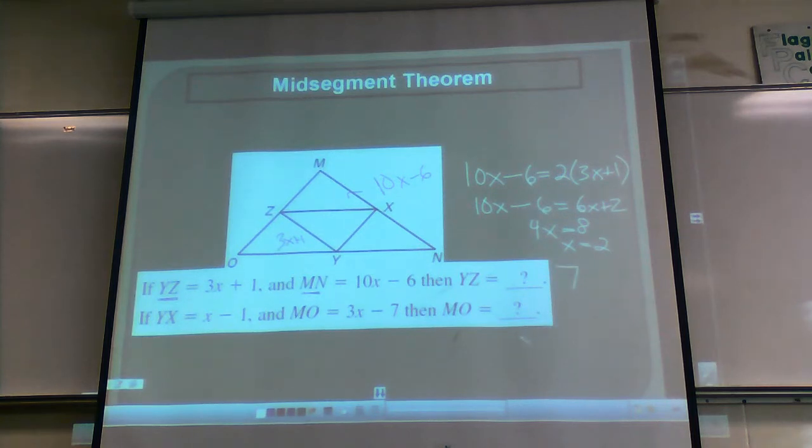Okay. All right, now the second one there. Go through the whole checks again. We're still dealing with the same idea that these are all mid-segments. So all I've got to do is match up the ones that are parallel. Like this one here, you've got XY and MO. Are these the two that are parallel to each other? Yeah. So I've got x minus 1 there, 3x minus 7 there.